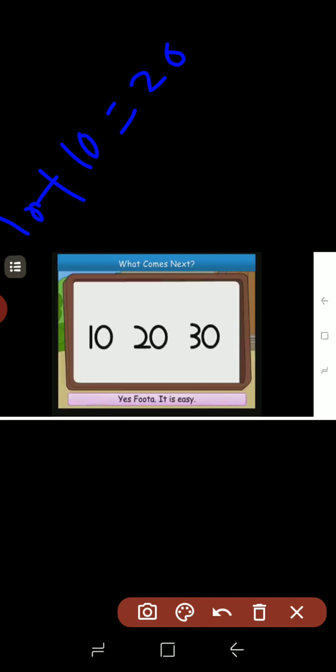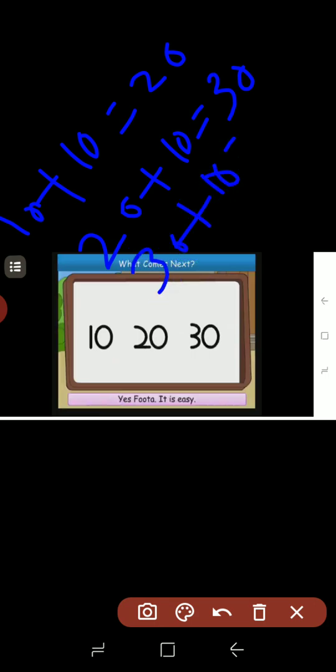Then 20 plus 10 is equal to 30. Then 30 plus 10 is equal to 40. Okay, that means after 30 there should be 40. In this type you have to complete these patterns. Here you can see after 30 there should be a 40. Okay, there should be a 40.